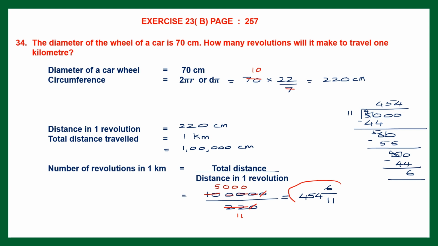That means how many revolutions are there? 454 6 by 11. Now this is not a whole number, but look at this number here. This is a mixed number, isn't it? 454. So approximately the number of revolutions that will happen in 1 kilometer is around 454. So 454 6 by 11 is the number of revolutions in 1 kilometer.